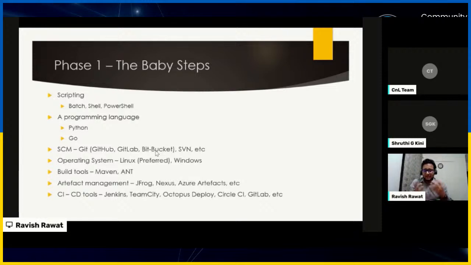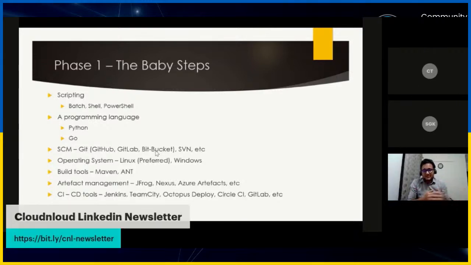And then we have TeamCity, again the same principle but a different product. And then for deployment, we have Octopus Deploy. It takes your artifacts, keeps the artifact, and deploys it onto the servers. It's very good software. I've personally worked on it. And then we have CircleCI and GitLab. I think they also have their CI/CD.